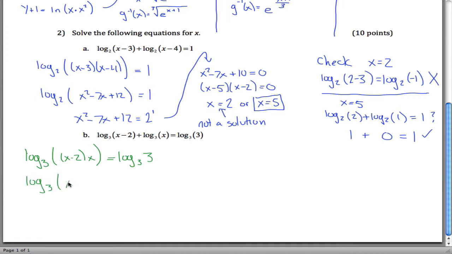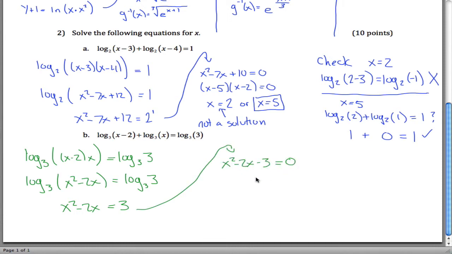So on the left side, I have x squared minus 2x. And on the right side, I got log base 3 of 3. Now I can do 3 to both sides of the equation and get x squared minus 2x is equal to 3. So x squared minus 2x minus 3 equals 0. 2 numbers that multiply to negative 3 and add to negative 2, x minus 3 and x plus 1. So I get x equals 3 or x equals negative 1.